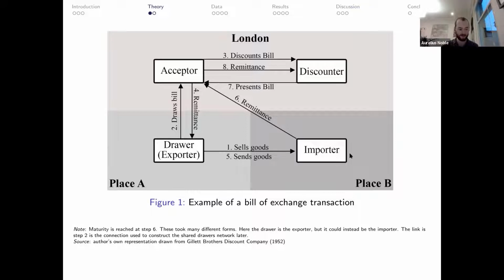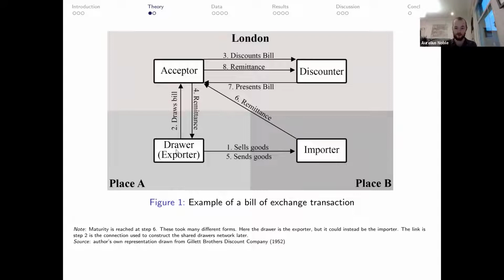I've given you a quick example of what one of those networks might look like here, though there's actually a great deal of variety in exactly how these are structured. But the important part is that the drawer is drawing a bill on the acceptor, who is then discounting that bill with a discounter and remitting those funds down to the drawer, who in this case is an exporter, who can then send their goods over to the importer, who on maturity will make good on that bill and remit funds to the acceptor, who will then pay whoever the holder of that bill is. And the important part here is that the ultimate lender in this network is the discounter, though there might be various discounters selling these bills amongst each other.